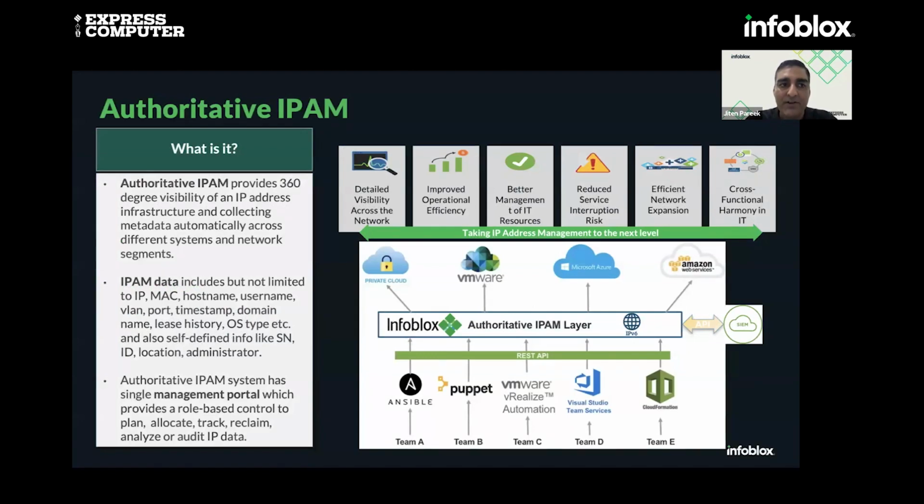So this is the job of an IP address management solution. It will provide 360-degree visibility of the IP address of the infrastructure by collecting metadata automatically from various sources. IPAM data includes all IP, MAC, hostname, username, port, and if you look at cybersecurity analysis or detailed investigation, it starts from asking who did this, from where it happened, and when it happened.